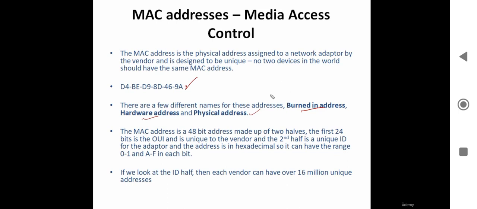The second half is the unique ID of the actual NIC card or the wireless adapter or the cellular adapter, say in your phone, for argument's sake. Each half can hold up to 16 million unique addresses. In fact, if I believe rightly, 16,700,000 or so. That also means that there's 16,700,000 vendor addresses as well, which is quite a lot. Okay, let's have a look at the next slide.